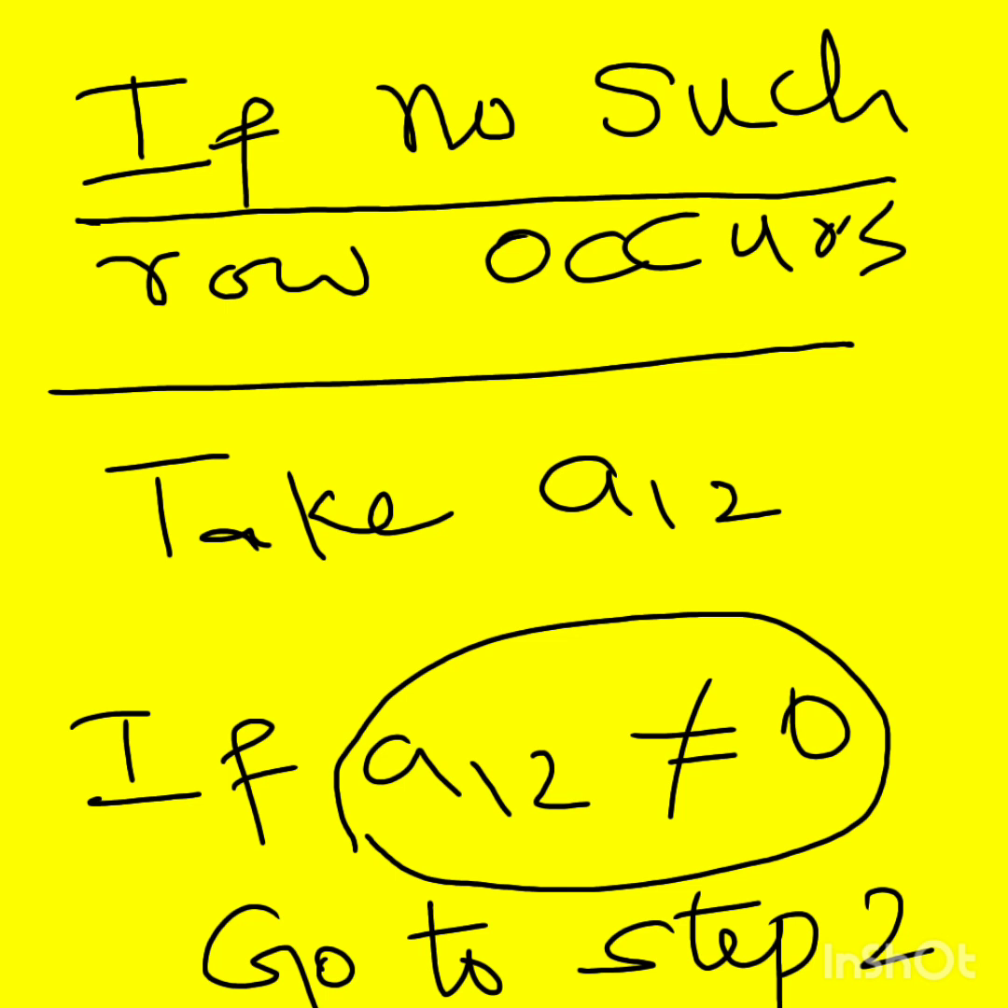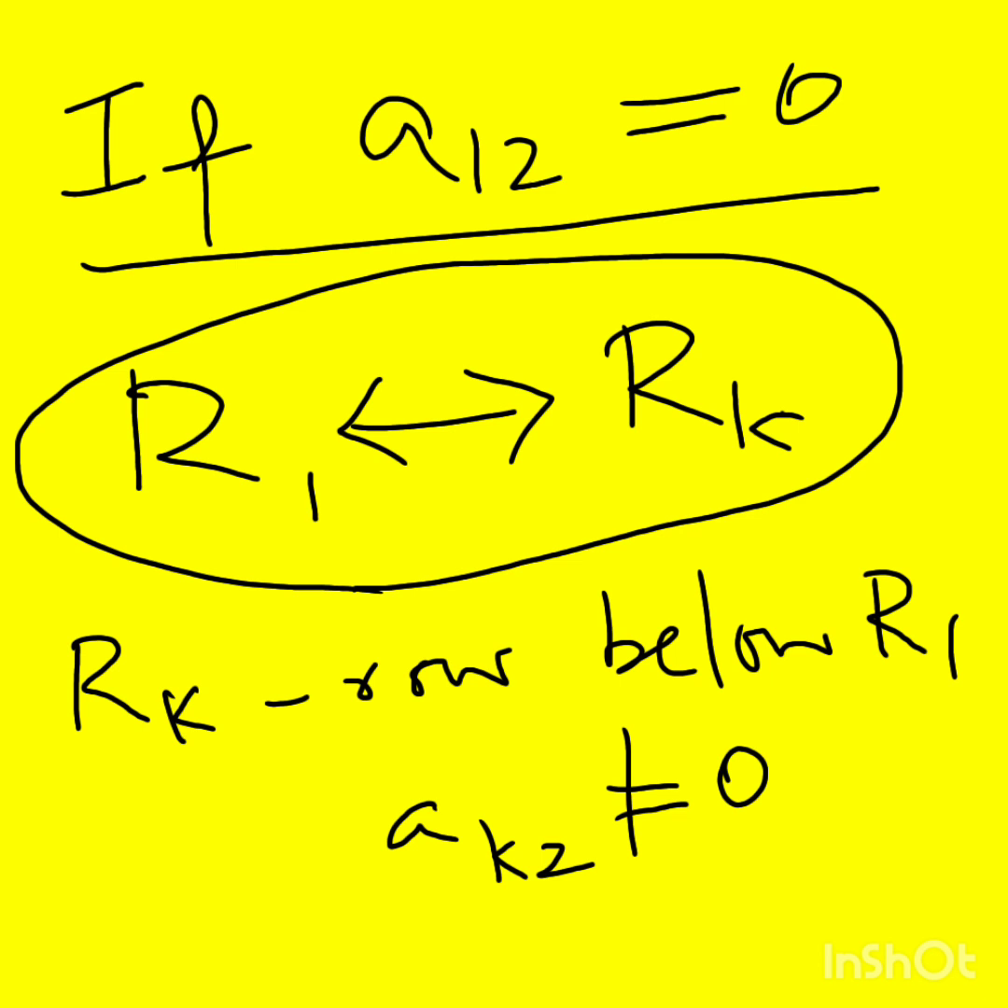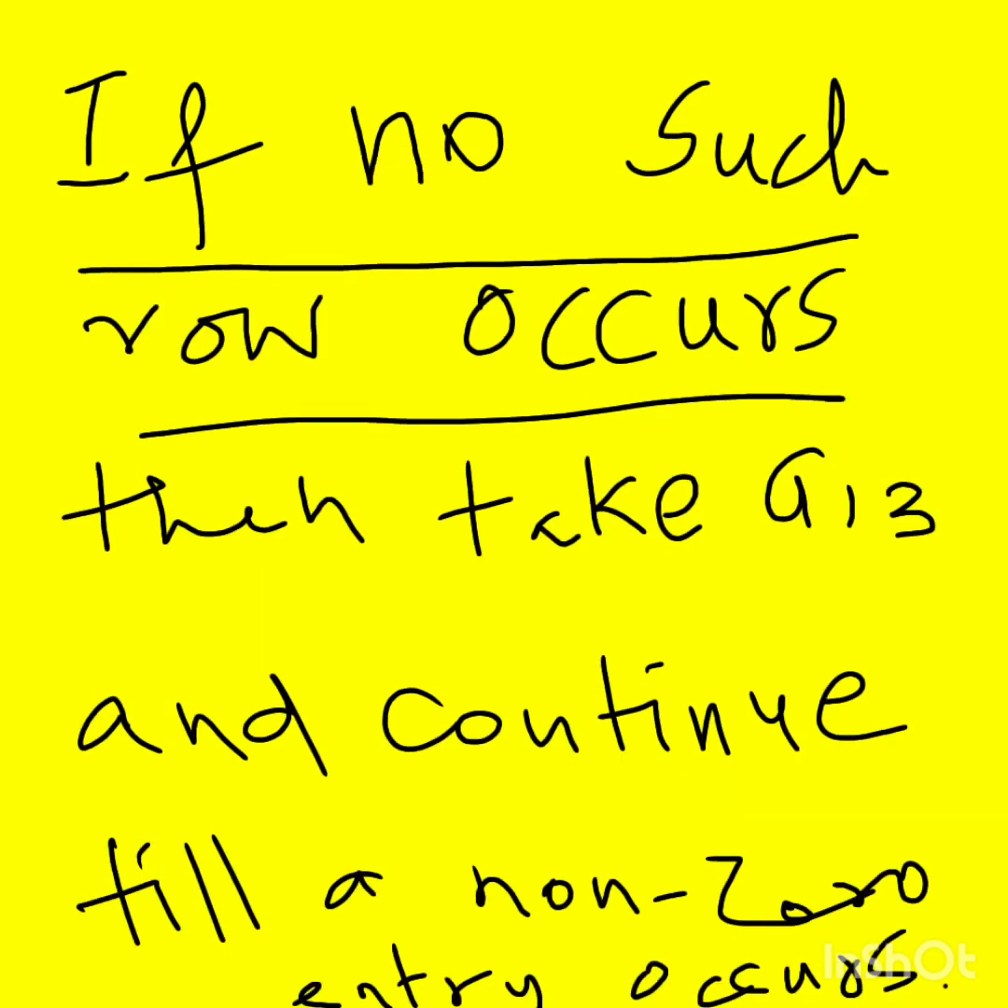If no such row occurs, we take the next element of the first row, that is A12, the first row, second column element. If it is not equal to 0, go to step 2. If it is 0, again we take some non-zero row below with the second column element not equal to 0, interchange it with the first row, then go to step 2. If no such row occurs, move on to the third element of the first row.